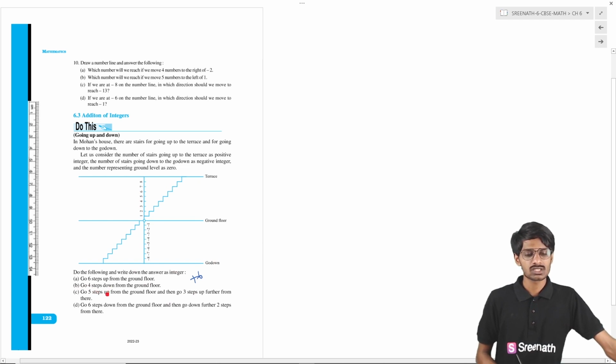Now go 4 steps down from the ground floor. From the ground floor you have to move down. Towards the down there are negative numbers. So 4 steps means you will get -4.